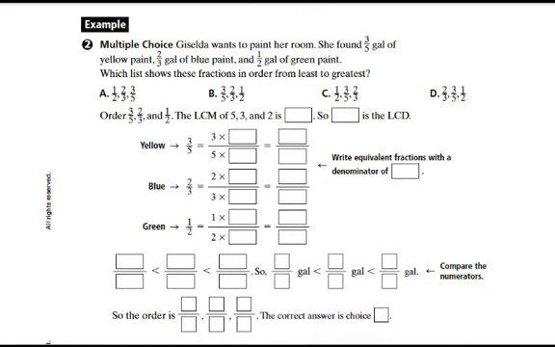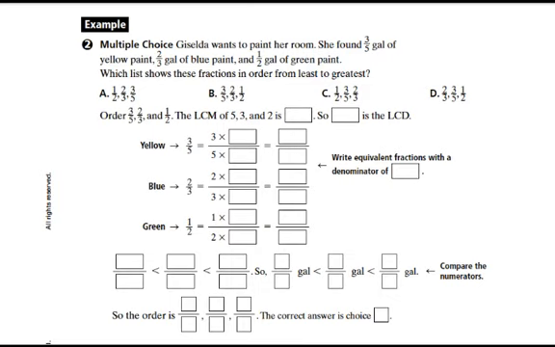3 won't go into 20. My next multiple is 25. 2 won't go into 25. My next multiple is 30. 2 goes into 30, and 3 goes into 30. So my least common denominator is 30. So we're going to rewrite each fraction so that it has a denominator of 30.